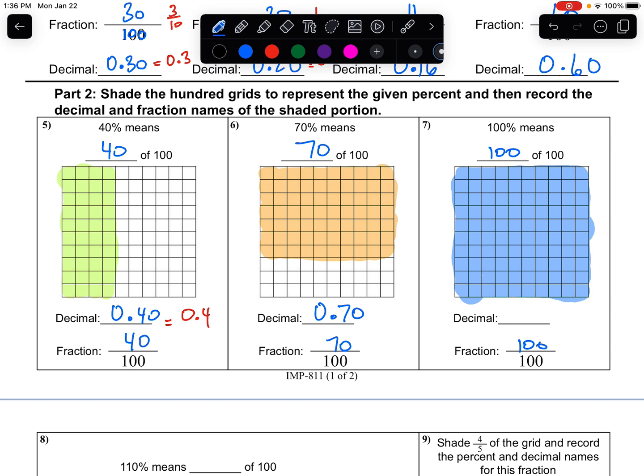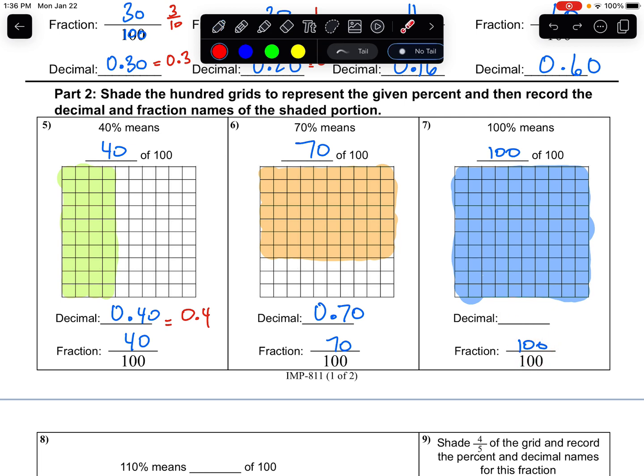well, the decimal, you might think that it might be this, but that's 1/10, so that wouldn't be correct. This is also 1/10. You might think maybe it's this, that's 1/100th. So what is 100 out of 100? Well, let's look at the fraction.